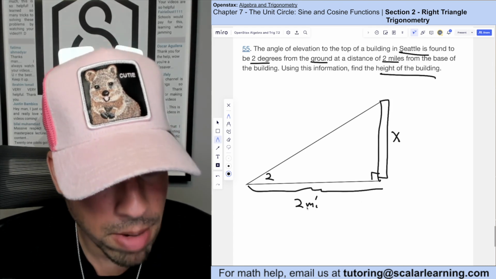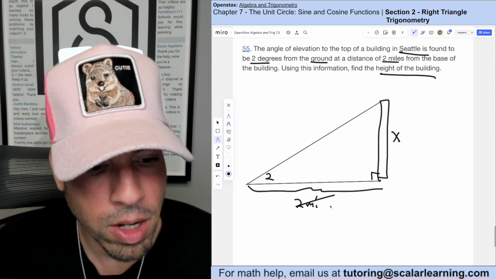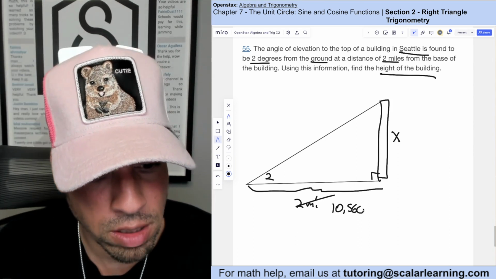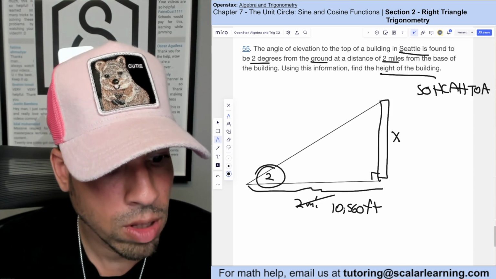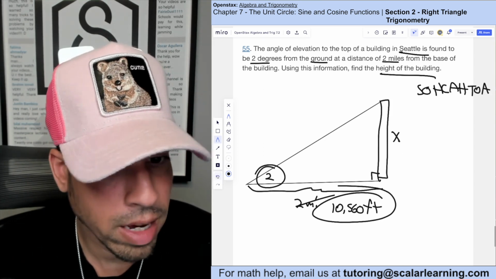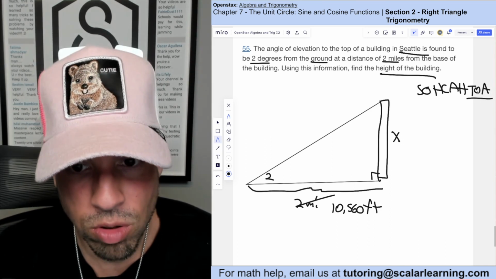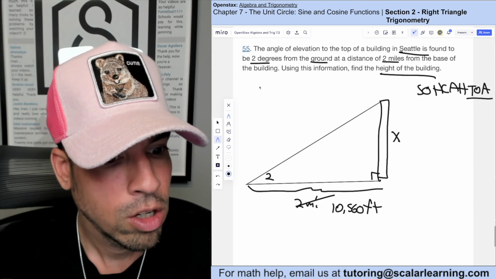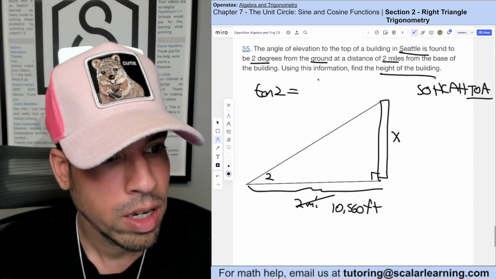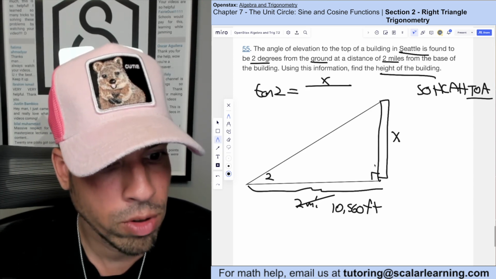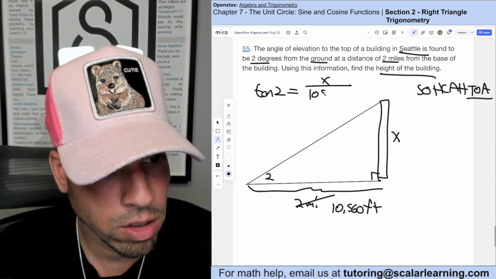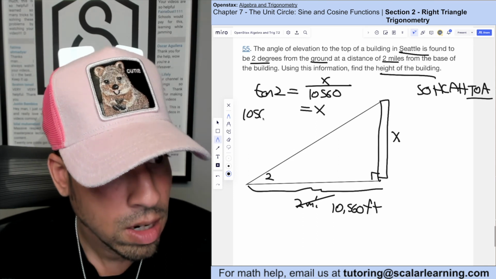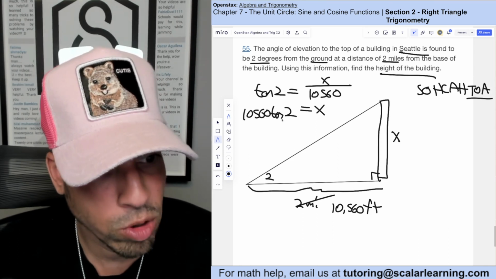So I'm going to convert miles to feet here. So 1 mile is 5,280. 2 miles is 10,560 feet. Now, I'm given an angle, I'm given a leg, and I'm trying to find another leg. And that's usually an indication that we need to use tangent, which is opposite over adjacent. No mention or use of the hypotenuse. So we've got tangent of 2 equals opposite over adjacent, which is 10,560. Now to solve, we're going to isolate by multiplying both sides by 10,560. And let's plug that into Desmos to get our approximation.